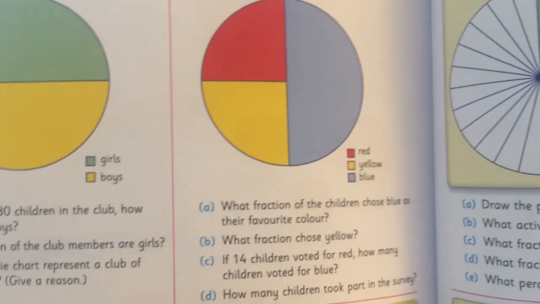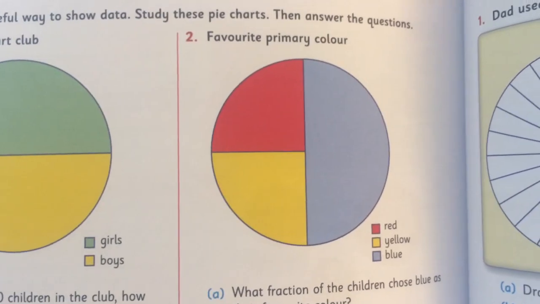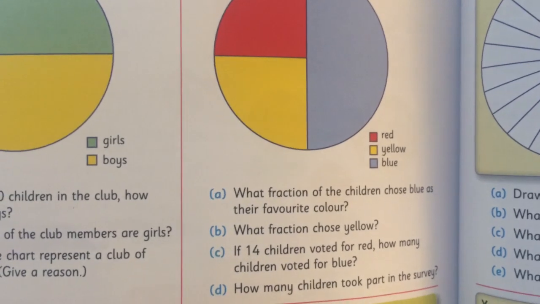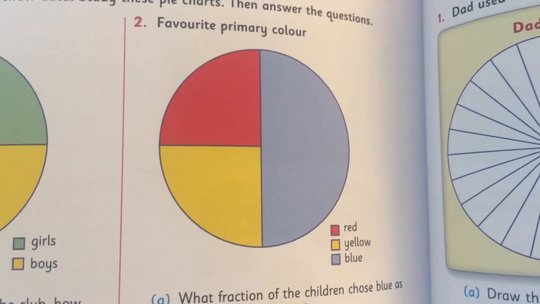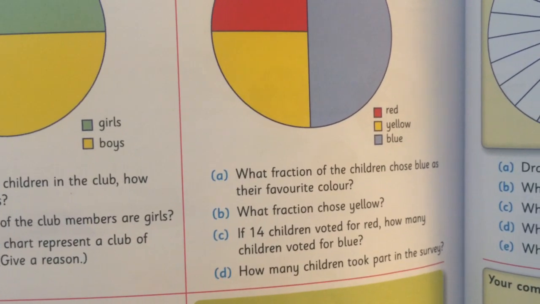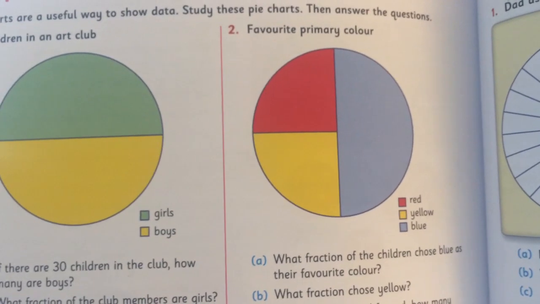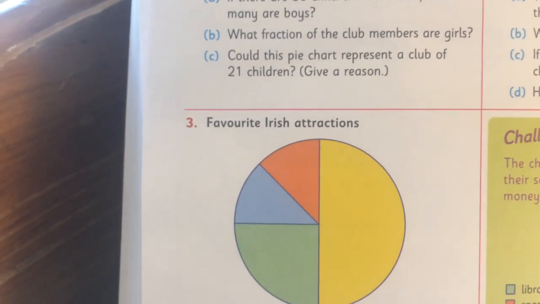Let's look where it gets a bit more complicated. There's a red section, which is a quadrant, a yellow section, which is a quadrant, and then half, which is blue. So half, a quarter, and a quarter. What fraction of the children choose blue as their favourite colour? Half. What fraction choose yellow? Quarter. And so on. If 14 children voted for red, how many children voted for blue? 14 is for red, that's a quarter, so a half would be 28. Now you can finish all that off as well, guys.